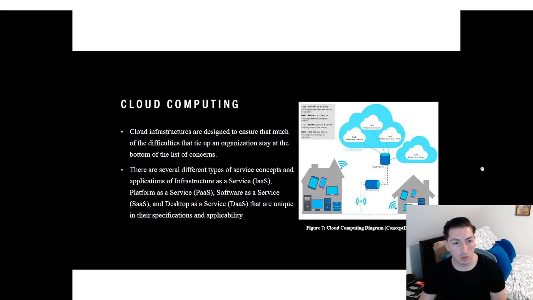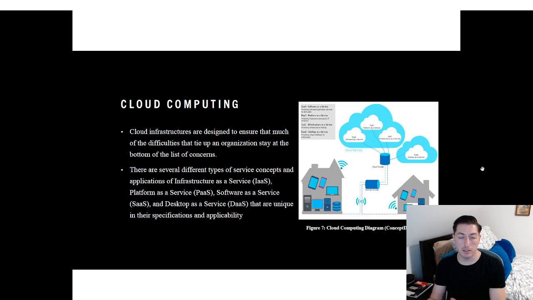Cloud computing. So cloud infrastructures are designed to ensure that much of the difficulties that tie up an organization stay at the bottom of the list of concerns, whether that be the infrastructure itself, the platforms that you're working off of. That includes operating systems, applications that need to be built out to ensure that the organization can accomplish its tasks, even desktop. So desktop as a service is included in that, where you have a virtual desktop that is hosted by a vendor versus you having an actual desktop on your device.